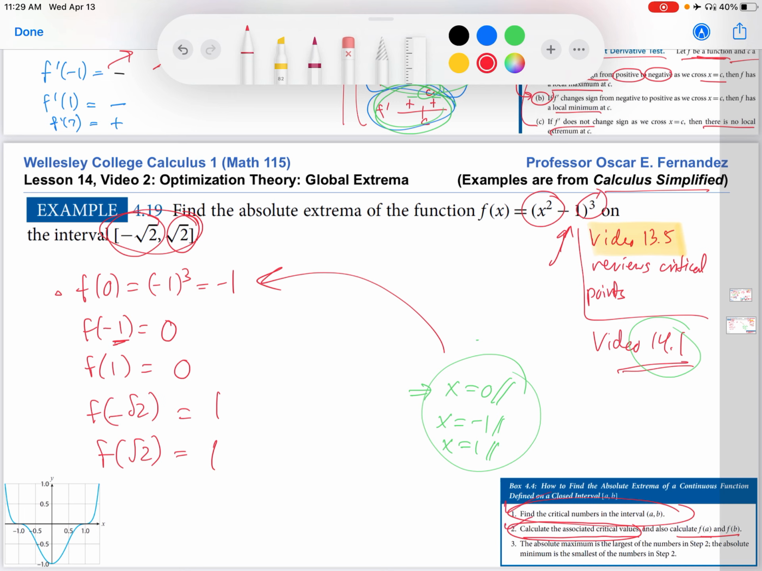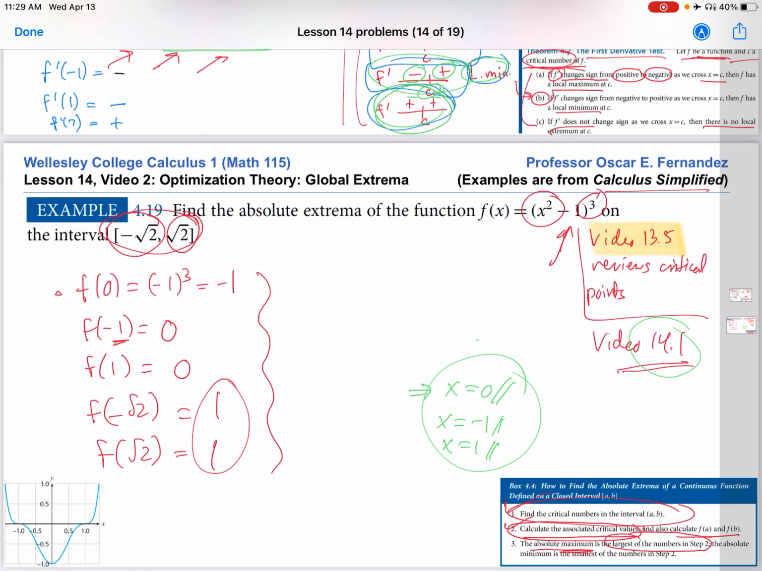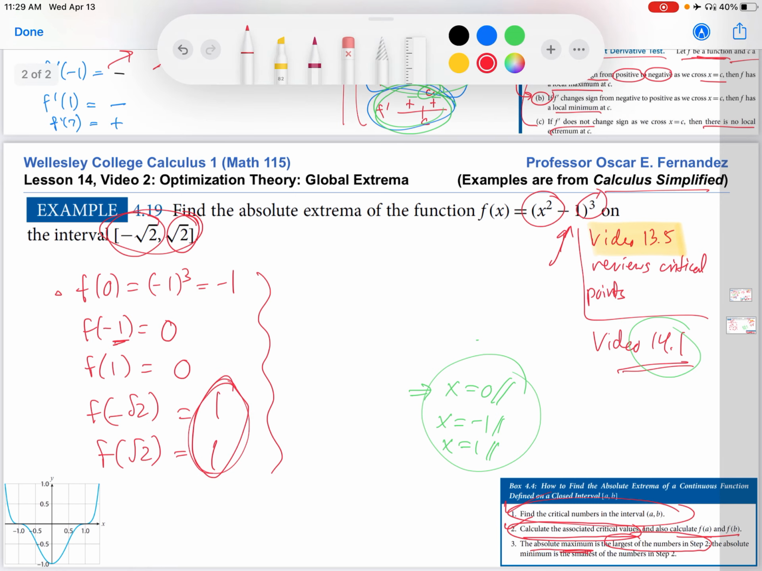So I did step 1, did step 2, and number 3. The absolute max is the largest of the numbers in this step. So I'm going to scan around. What is the largest number? Scanning these right here. So that is the absolute maximum. So y equals 1 is the absolute maximum, and it occurs at the endpoints. You can see the graph down here that I will refer to in a minute.